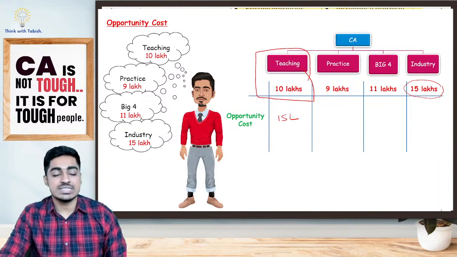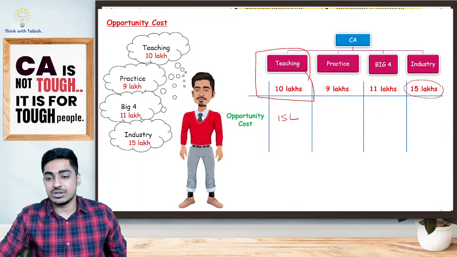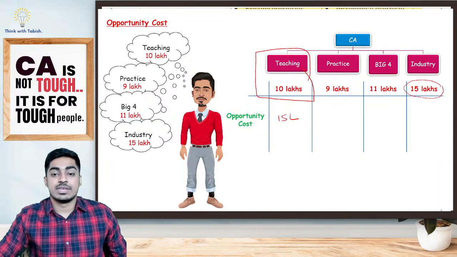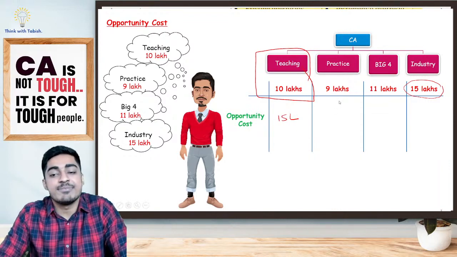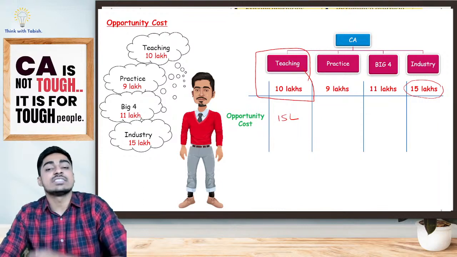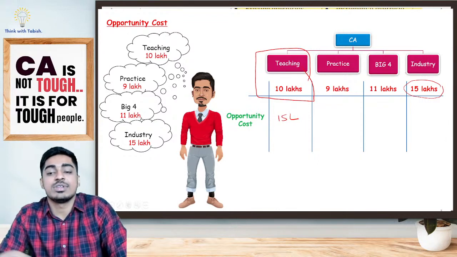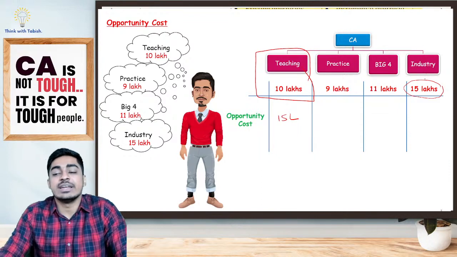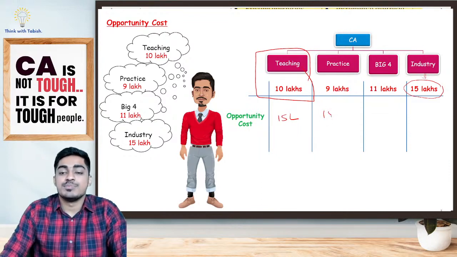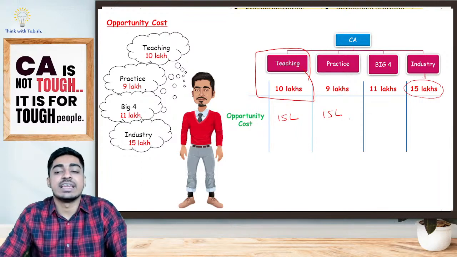Is it clear, students? Because I entered into teaching, I cannot go for industry. So this 15 lakh is my opportunity cost. Clear? Now, if I'm looking at practice, suppose I've begun practice. What is my opportunity cost? If not for practice, what else could I have done? Either teaching, Big Four, or industry. Which is the most valuable? Industry was paying me 15 lakhs. So because I entered practice, I have sacrificed an earning of 15 lakh.